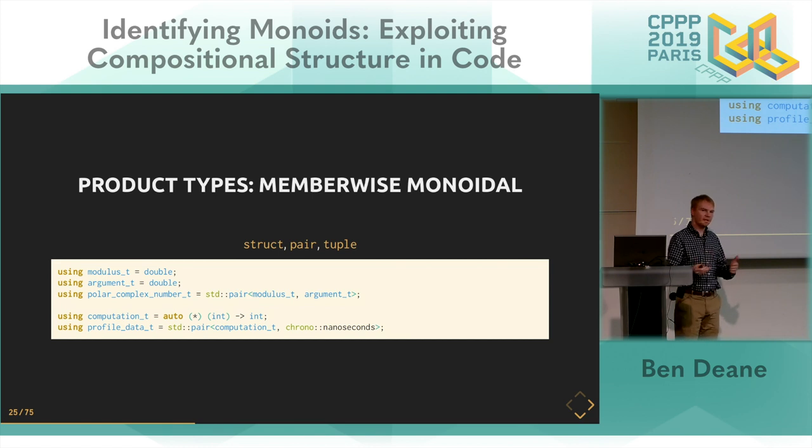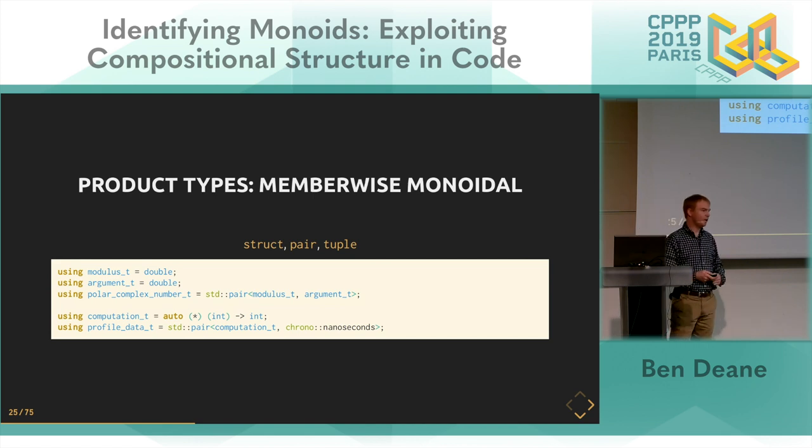So if we have structs and pairs and tuples, the contained types are different. So we're going to need potentially more than one monoid to combine them. Good example of this is complex numbers in polar form. So remember that to multiply two complex numbers, we would multiply the magnitude, the modulus, and we add together the angles, or the arguments.